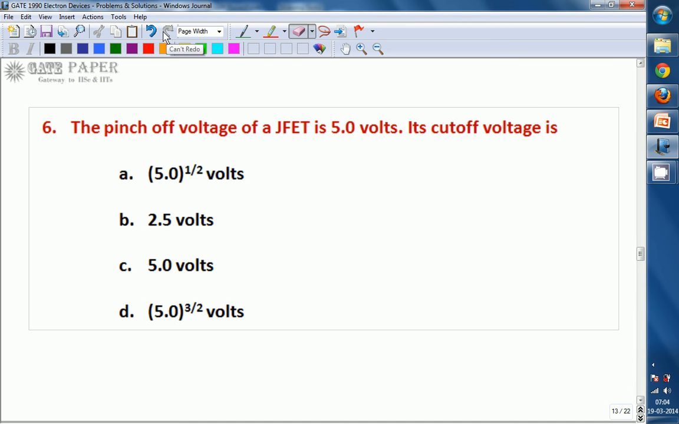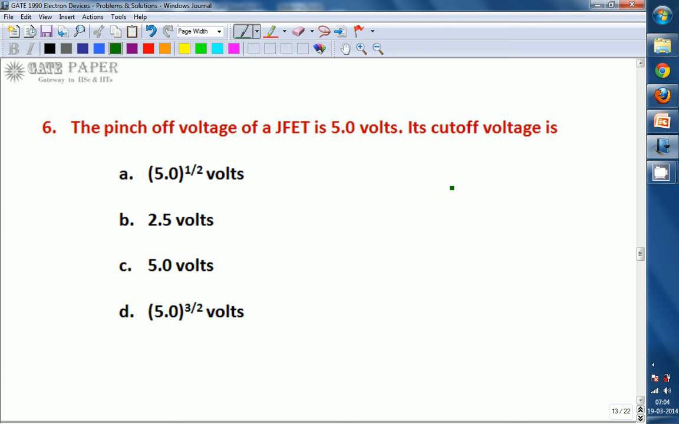Hello, we are discussing the GATE 1990 ECE paper, and we are discussing the topic of electronics and the question related to the JFET. Read the question. The pinch off voltage of a JFET is 5 volts. Then its cutoff voltage is: A, root 5 volts; B, 2.5 volts; C, 5 volts; D, 5 to the power of 3 by 2 volts.